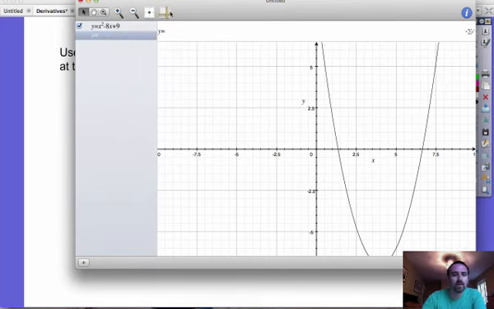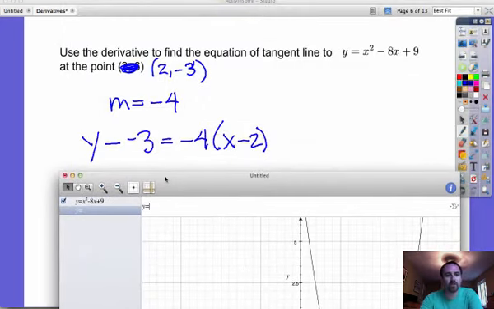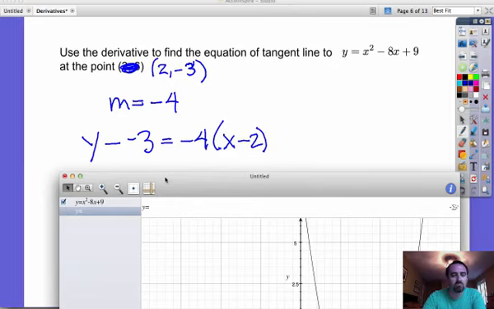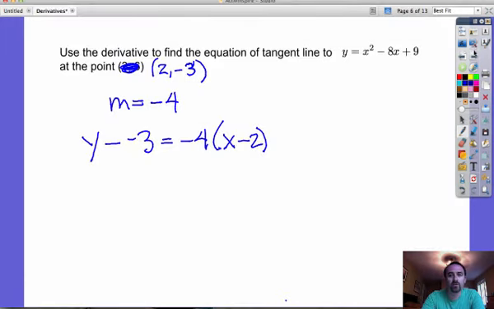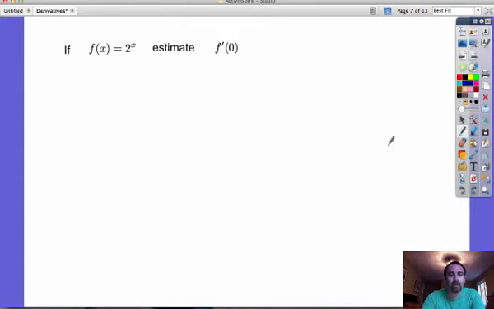And I'm going to add a new equation. My new equation is going to be negative 4 times x minus 2, and I'm moving the 3 to the other side, minus 3. And look at that. At this point right here, we have a tangent line, and it looks pretty much like a tangent line. So the slope of this tangent line represents the speed at this point. Pretty cool. We can use this even for exponential functions.